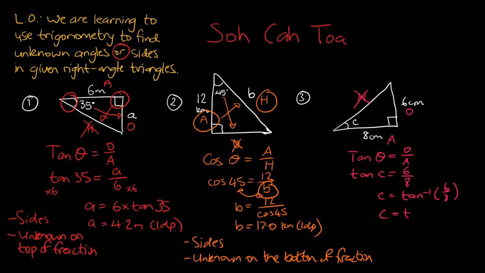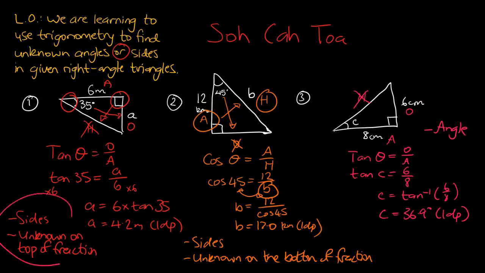C is going to be equal to, this is where we grab out our calculator, inverse tan of 6 divided by 8 in brackets. And that's going to get me to 36.9 degrees, and that has a 1 dp rounding. This is our third type of question. It's different to the other ones because in the first two we're trying to find the sides, but in this question we're trying to find the angle.